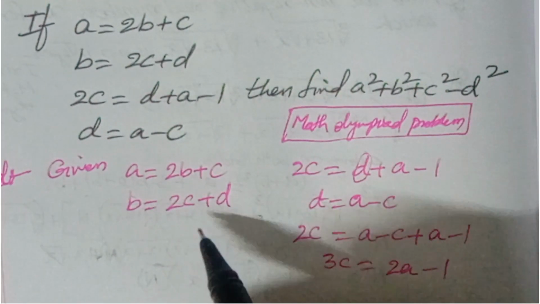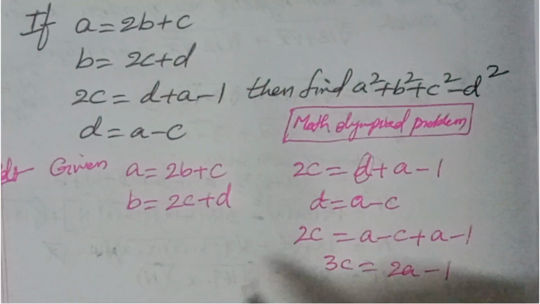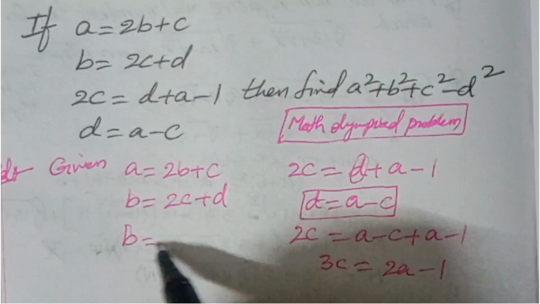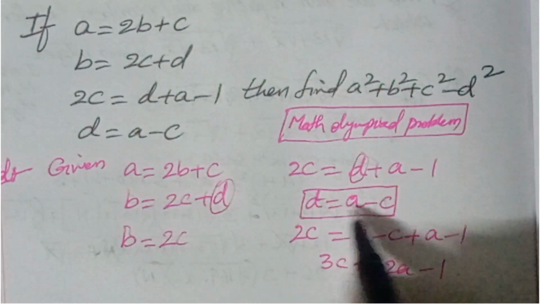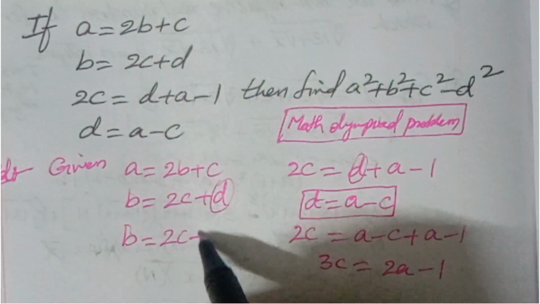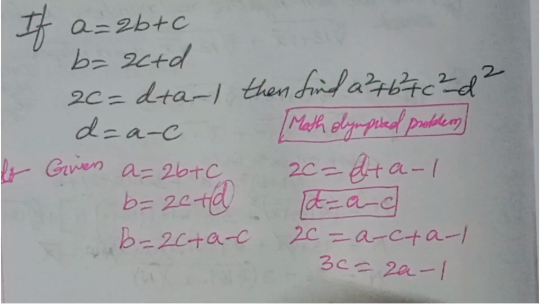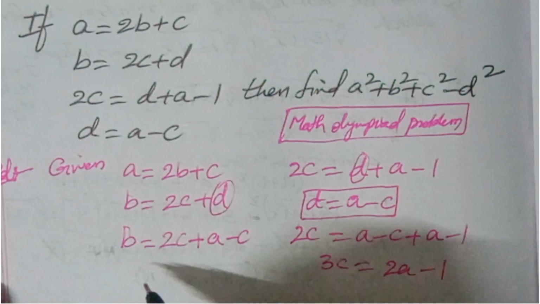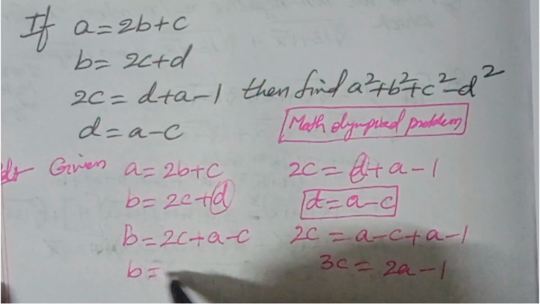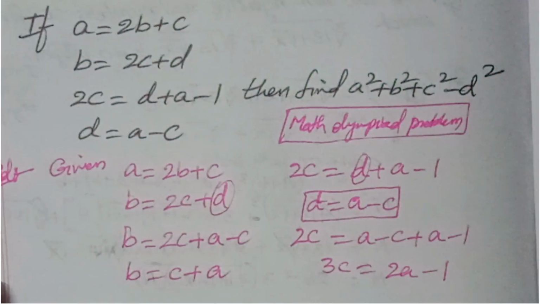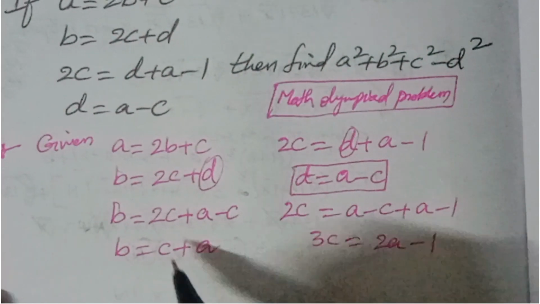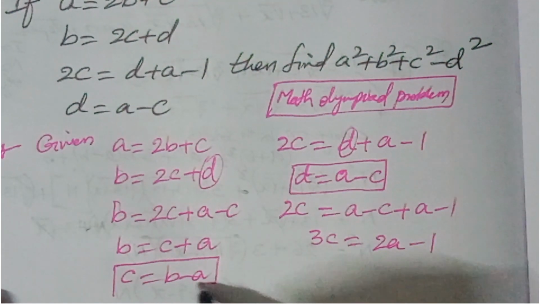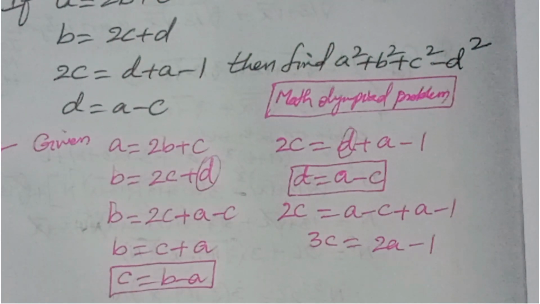Now here b is equal to 2c plus d. Here d value is a minus c. So substitute here a minus c in the place of d: b equals 2c plus a minus c. So here what will we get? b is equal to c plus a. Or you can write c is equal to b minus a.